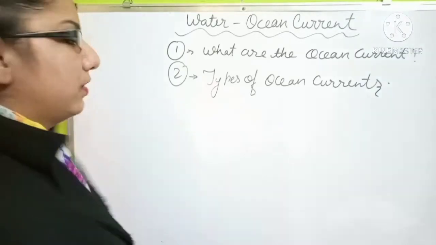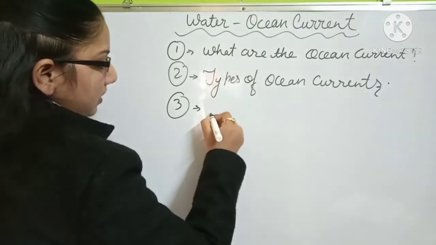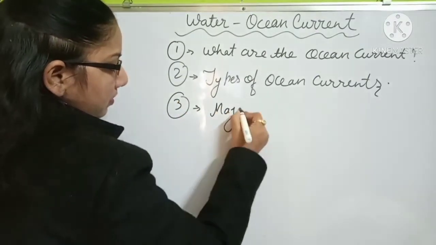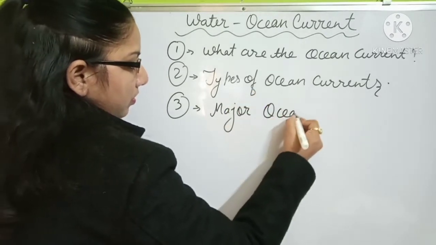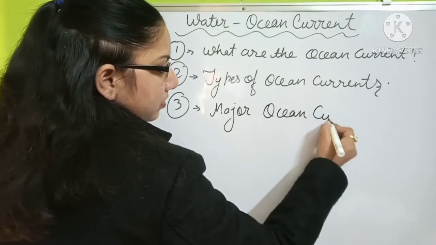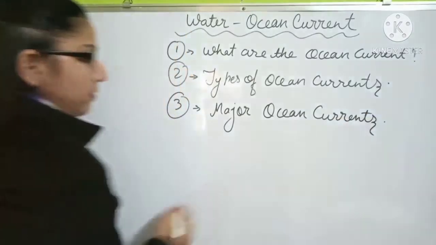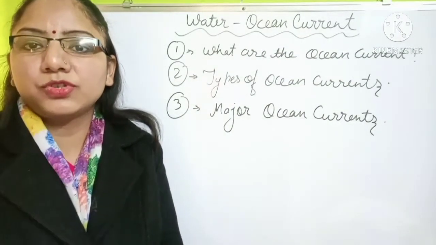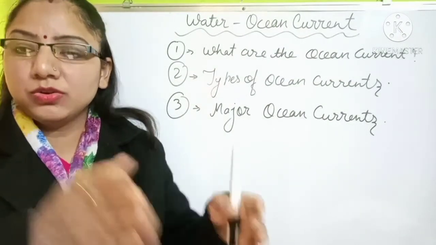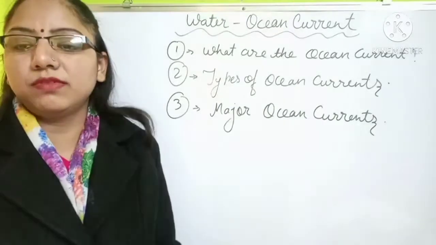Then after that we will see the third topic, the major ocean currents. This will be our third topic, about which we will discuss the three types of oceanic currents, in which three oceans we will see and what the major oceanic currents in those seas are.